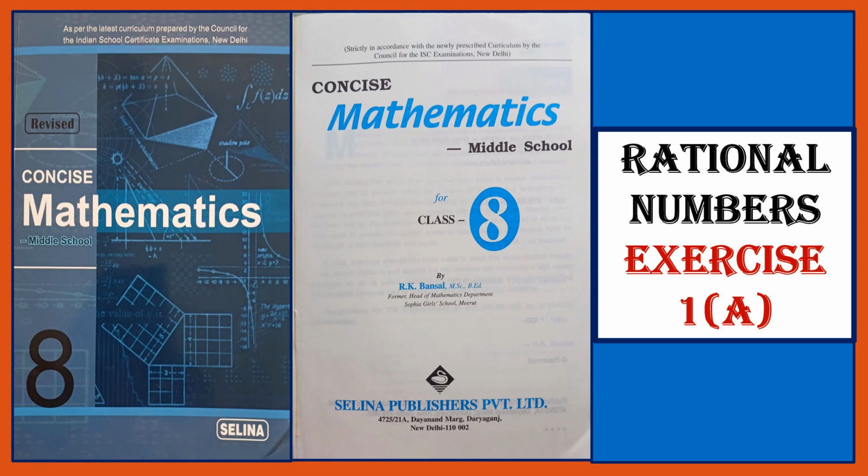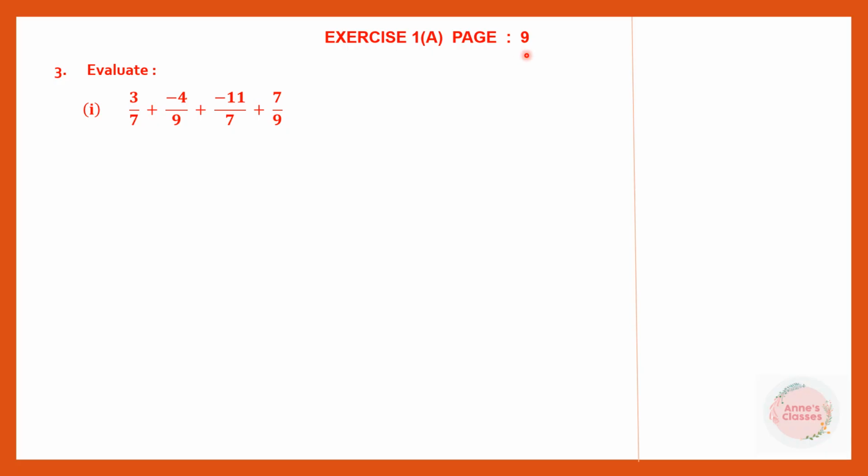Today we're going to do rational numbers exercise 1A, page number 9, and we are with question 3, evaluate. Under question 1 we've been given 4 rational numbers and we have to add them. If you look carefully, you can see that some of these rational numbers have the same denominators. We have this one and this with denominator 7 and this with denominator 9.